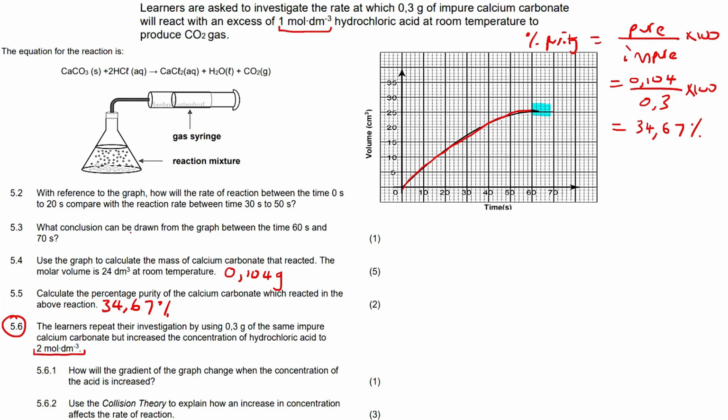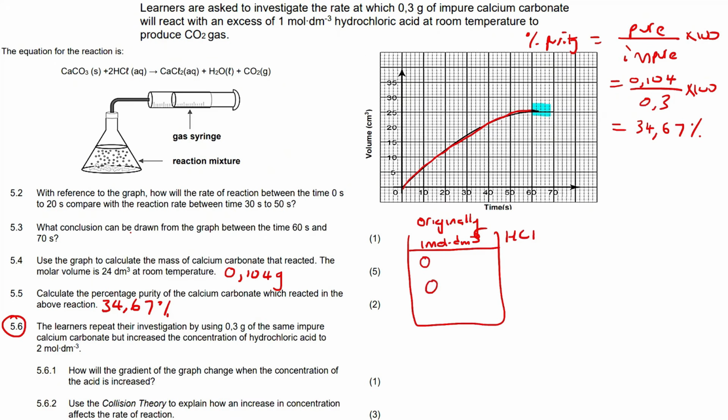So they're increasing the concentration of the hydrochloric acid. Okay, so how will the gradient of the graph change when the concentration... Okay, so what they're now going to do, guys, is originally, let's just say, we had 1 mole per decimeter HCl. So that is a concentration. Concentration tells you how dense it is, like how many particles of HCl can you see in a certain little volume?